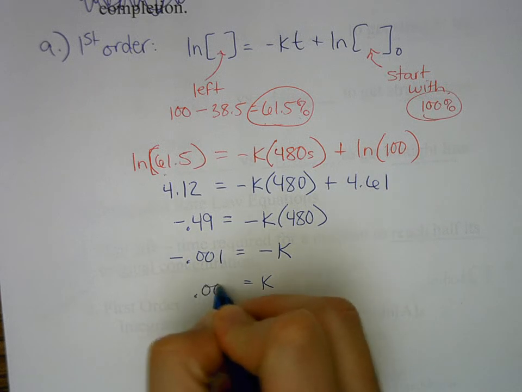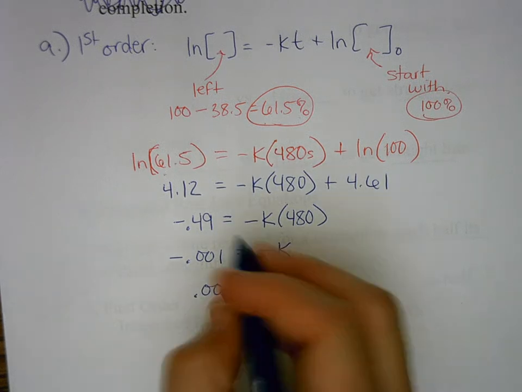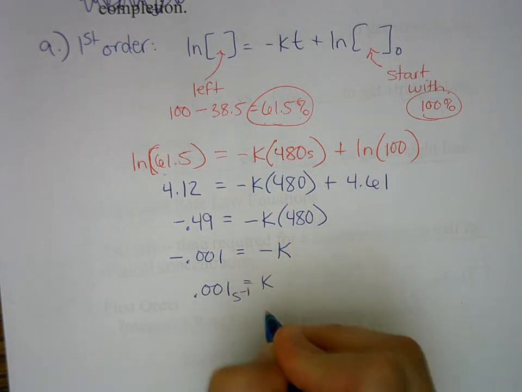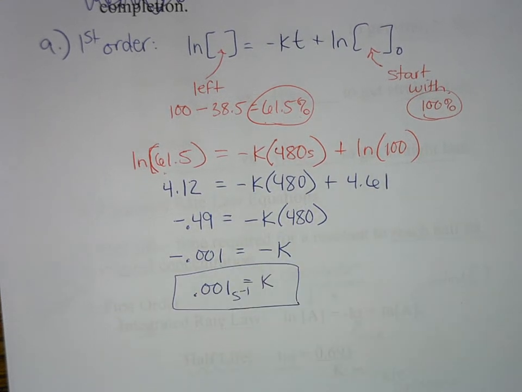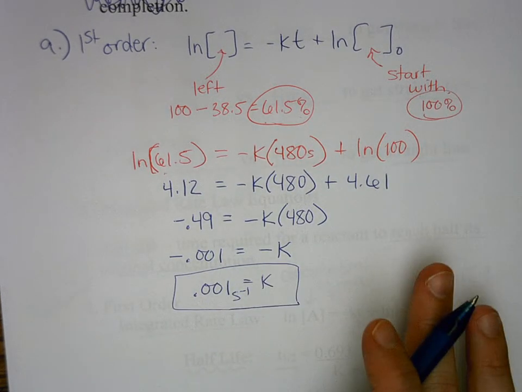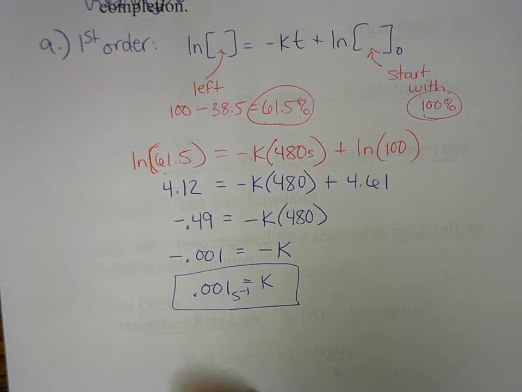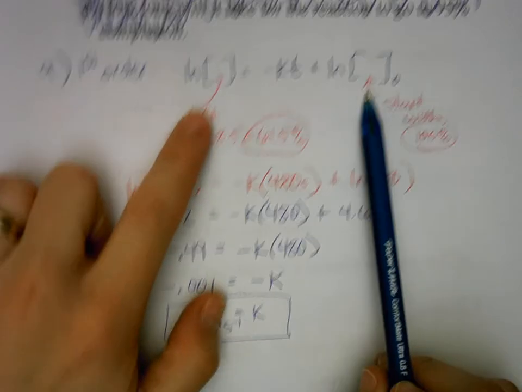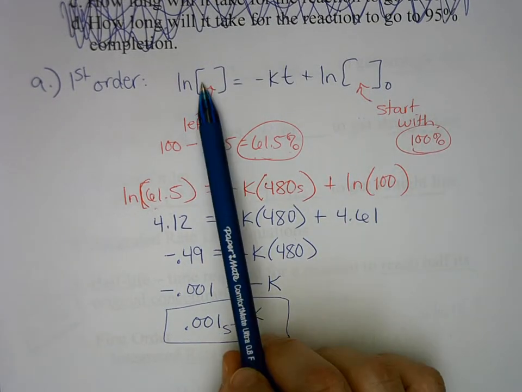You should have proper units. This is a first order reaction, so it's inverse seconds as the units. Units for k values are the same here as they were for the other one, whether it's first order, second order, or whatever. Okay, so that's the trickiest thing, just dealing with the percentages and knowing what to plug in here: you always start with 100%, and then however much you have left is what goes over here on this side.